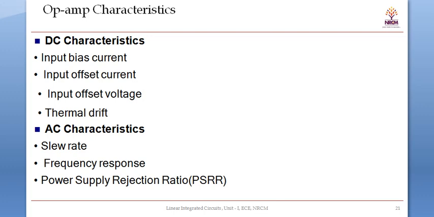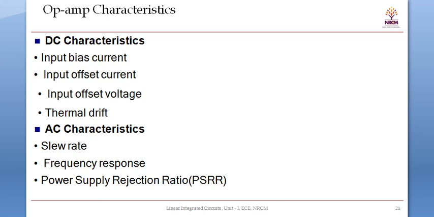Input offset current is the algebraic difference between the currents flowing into the inverting and non-inverting input terminals of the op-amp. That is, mod of IB1 minus IB2 is the input offset current. It is denoted by IIO, and the value is 200 nanoampere. If the value is greater than 200 nanoampere, then the op-amp is of no use.